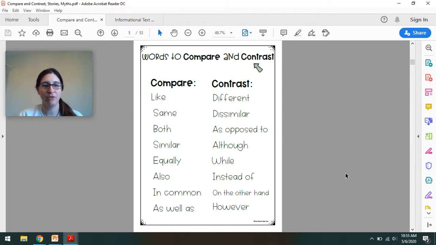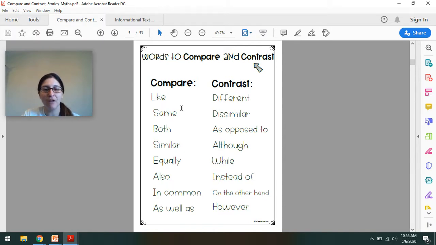Today I'm going to do a little mini lesson with you about something we have already talked about once this year, but it's always good to come back to it, and there's always ways that you can add on to your learning. So today we're going to be talking about comparing and contrasting. Comparing is when we say how things are the same, and contrasting is when we say how they are different.